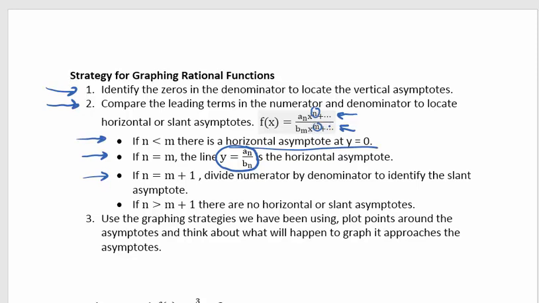Once we get the asymptotes identified, then we just use all the graphing strategies that we've already been using. We find the zeros, find some intercepts, things like that, kind of easy points to find. And then we also plot points around our asymptotes, both the vertical ones and the horizontal ones. As we plot points around there, it will become clear what the graph is going to look like. And again, when we're graphing, we're not trying to be perfect, but we're just trying to get a nice sketch of these graphs. All right, now let's take all these strategies and put it to practice here.